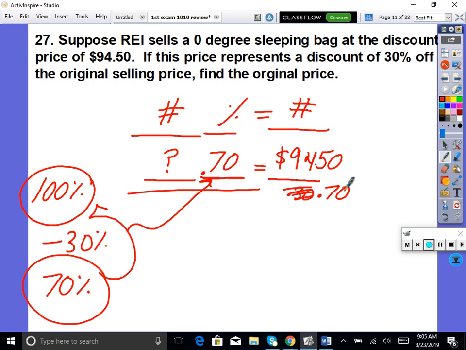Now, how I caught it was when I did the math with 0.30, the original price was $315. So I knew something was wrong because it only went down by 30%. That shouldn't be so high. So anyways, $94.50 divided by 0.70, and that would have been $135 to begin with.